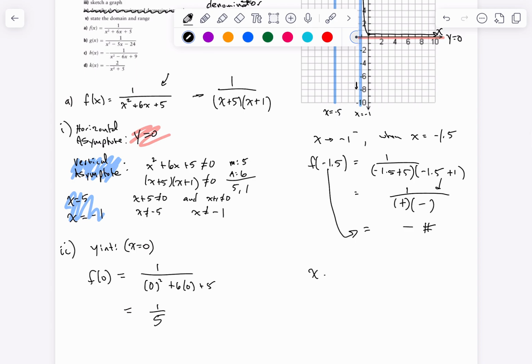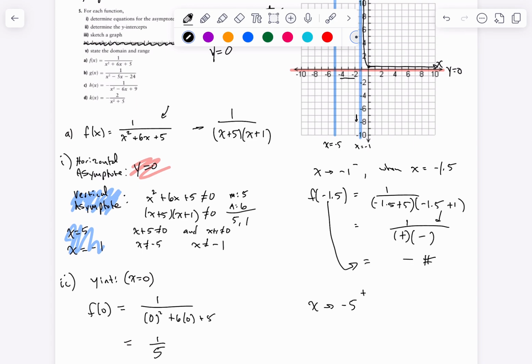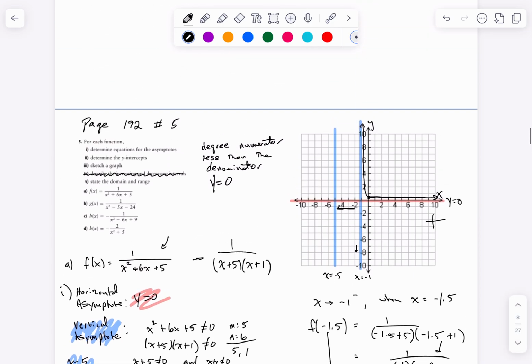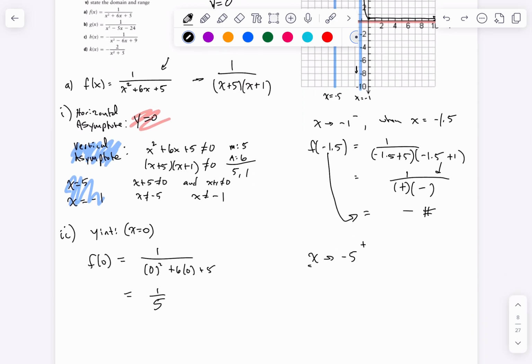I'm just going to give it a quick check using the same method. So what happens as I approach -5 from the right? As I go towards it, where does the y value go? Do I get a positive y value or a negative y value? Okay, so let's check that. As x goes towards -5 from the right, a true statement for something that satisfies this would be if x is equal to, I don't know, -4.5.